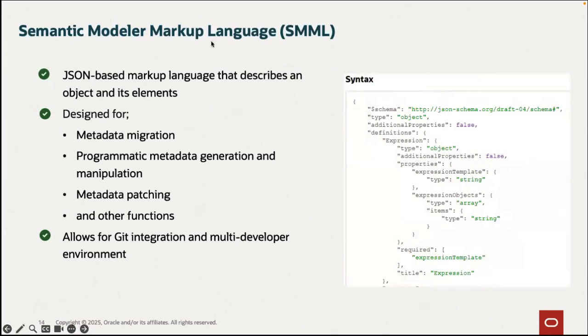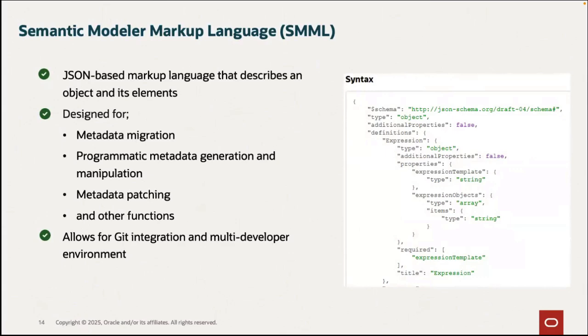We'll quickly take a look at the language that the semantic modeler uses. It's a JSON-based markup language that describes an object and its elements in an SMML schema JSON file. And it's a declarative text-based format, similar to something like YAML or XML, that's going to represent your entire semantic model.